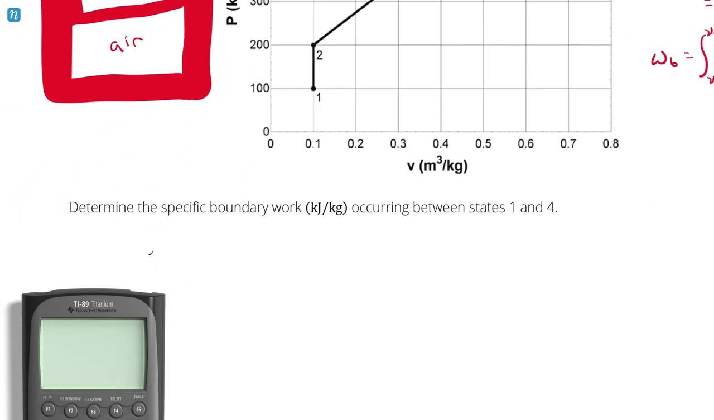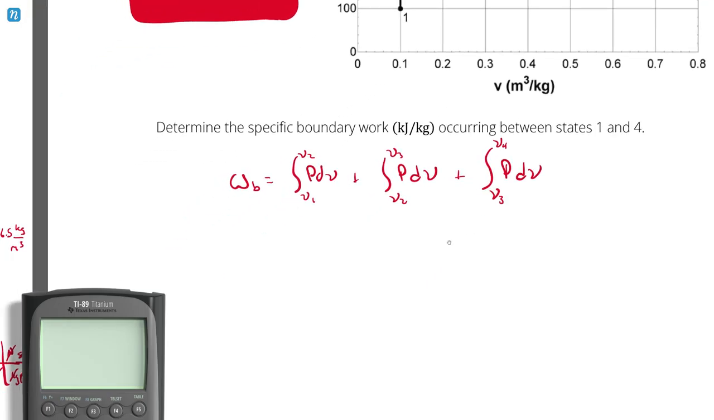So the specific boundary work from 1 to 4 would be the same as adding together the specific boundary works from 1 to 2, and then 2 to 3, and then 3 to 4, which would be the integral of pressure with respect to specific volume from V1 to V2, plus the integral of pressure with respect to specific volume from V2 to V3, and then again from 3 to 4. I know that doesn't look like a P, but I swear it is.